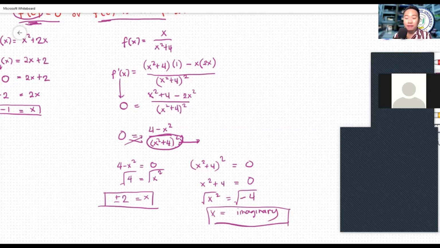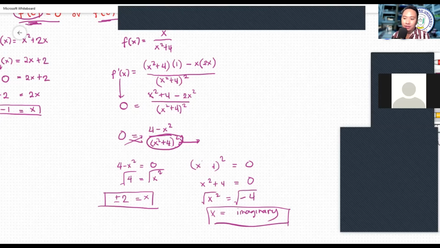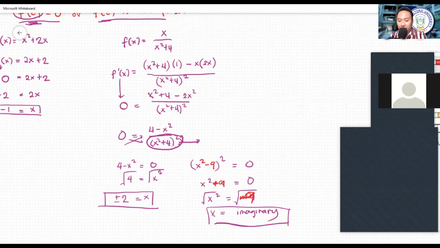So let me give you an actual example. What if the denominator is x squared minus 4? So let's try to change it to x squared minus, let's say, 9. For example, your denominator. If we're going to solve this, guys, the minus 9 here becomes positive 9 here. Right? Getting the square root, the answer will not be imaginary. You would get plus or minus 3. This answer, guys, is still part of your critical values.